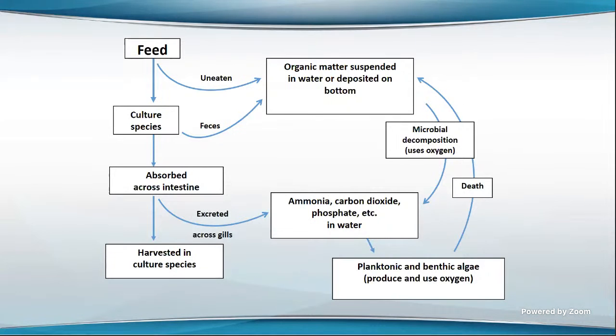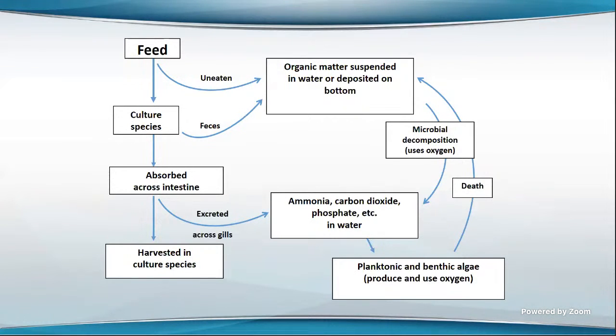And so the part that's actually absorbed by the culture species, part of it is excreted as feces. That's probably another 10 or 20%. Then the remainder is absorbed across the intestine, and a lot of that is excreted as ammonia and CO2 across the gills, and only a portion of it ends up harvested in the culture species. And then of this waste that goes into the water, one portion of it up there that came from the uneaten feed and feces is still in the form of organic matter, so it's broken down by bacteria.